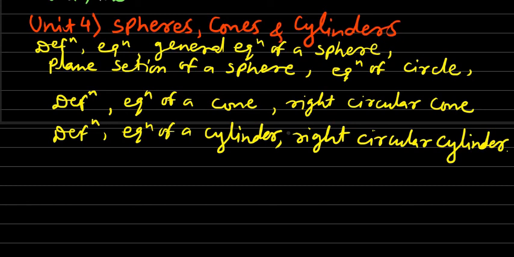So in such a way we have 4 units that we are going to study in this paper. After discussing this syllabus, in the next class we'll start our first unit, which is about coordinates and transformation of coordinates. So we'll stop here today and we'll continue in the next class. Thank you.